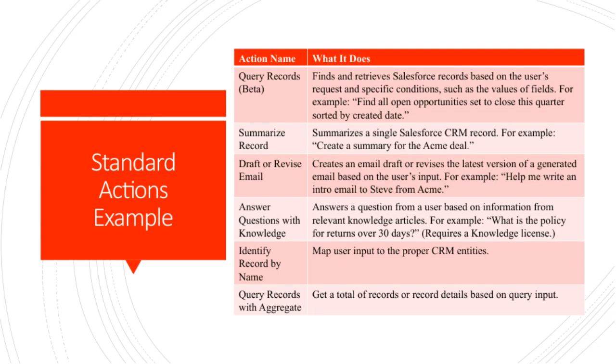First up is Query Records, which is currently in beta. This allows you to find and retrieve Salesforce records based on your specific requests and conditions. For example, you could ask it to find all open opportunities that are set to close this quarter, sorted by their creation date. It's a powerful way to quickly access relevant data without manually searching.